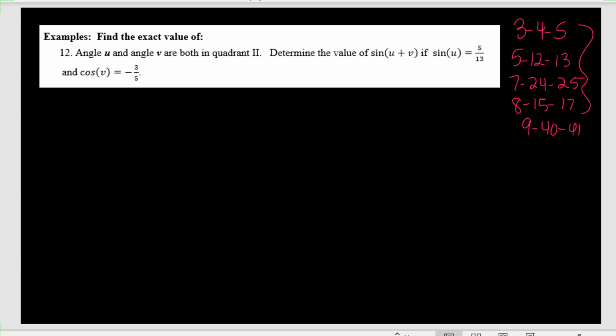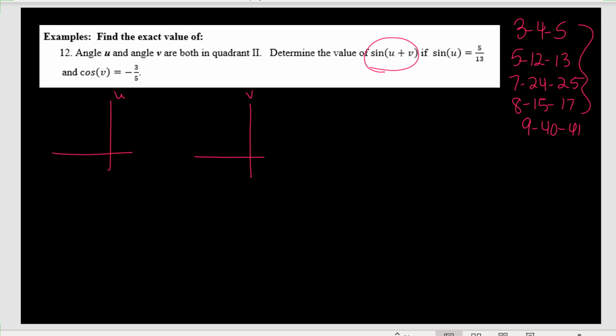Sometimes you'll see that 8, 15, 17 one in there. All right, so example 12. Angle U and angle V are both in quadrant 2. Okay, so I know I'm in quadrant 2 for each of those angles. So we'll make this one U, the next one V. Determine the value of sine of U plus V, if sine of U is 5 over 13 and cosine of V is negative 3 over 5.